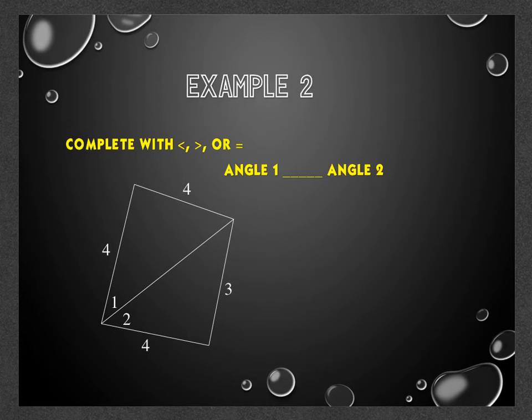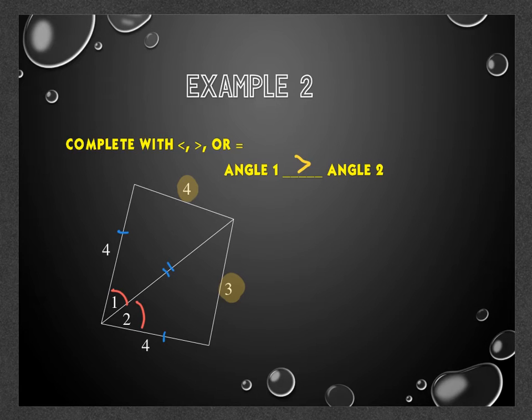Example 2 says complete with less than, greater than, or equal to. Those are actual side lengths, not labels. So this is angle 1, right? Here's angle 1, here's angle 2. What information do you know about these diagrams that's part of the if? You've got these are congruent, right? 4 to 4, and the reflexive side to the reflexive side. So we've got two pairs of congruent sides. Then if I look opposite the angles that I'm trying to figure out, I've got 4 and 3. So, good. Angle 1 is greater than angle 2.